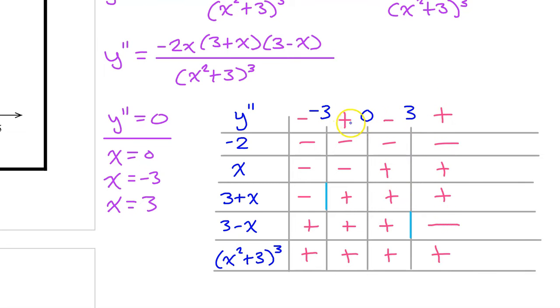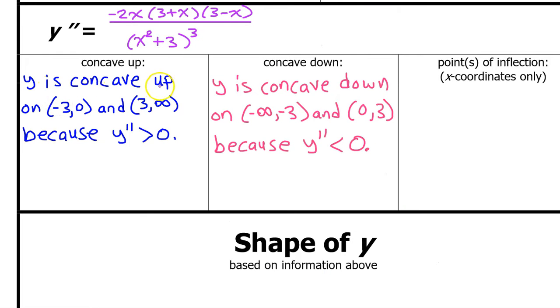We know that y will be concave up wherever y double prime is positive. So that will be from negative 3 to 0 and from 3 to infinity. Y will be concave down wherever y double prime is negative. So that's negative infinity to negative 3 and 0 to 3. We say y is concave up on the interval from negative 3 to 0 and from 3 to infinity because y double prime is positive. Y is concave down from negative infinity to negative 3 and from 0 to 3 because y double prime is negative.